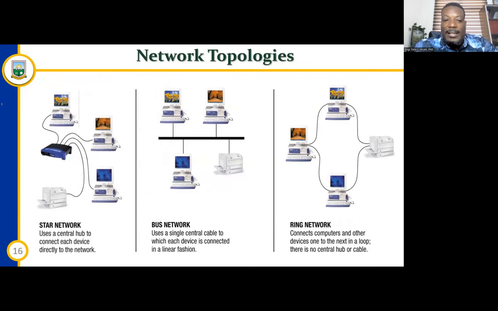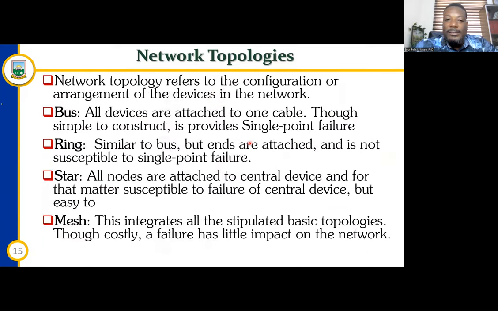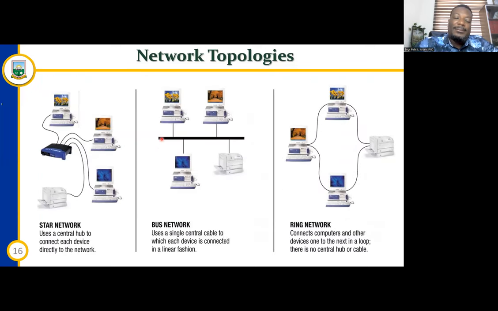From the first one, this is the bus network topology that I talked about. I said all the devices are connected to one single cord or cable. So that is a bus. This computer is connected to this cable, this is connected to this cable, this is connected to this cable. And at the end of this cable, we have something we call terminators. That is what does the termination of the cable to allow the transmission of data from here to here to work. So this is how the bus network topology looks. It uses a single central cable to which each device is connected in a linear fashion.